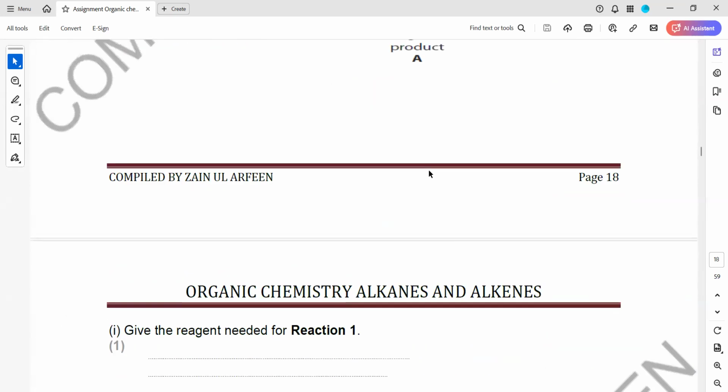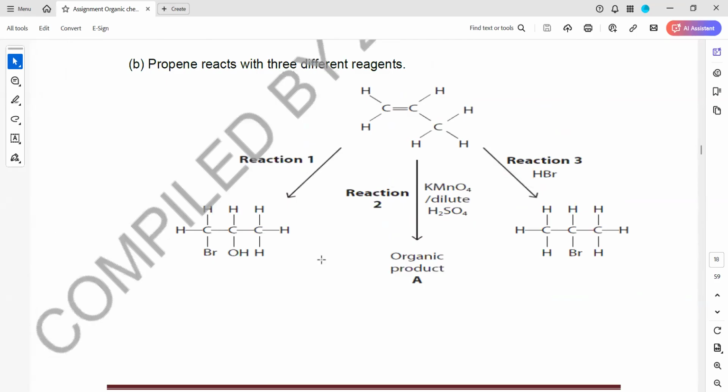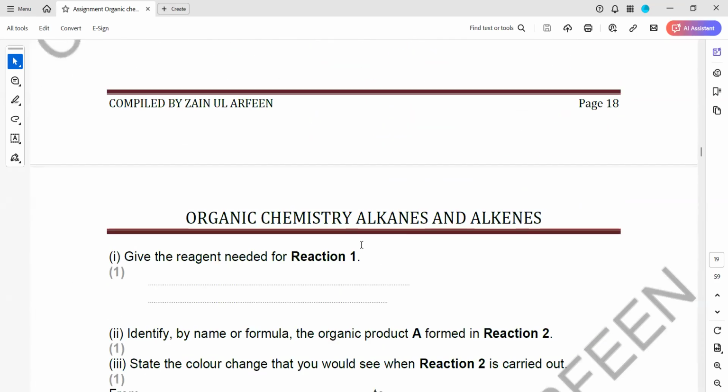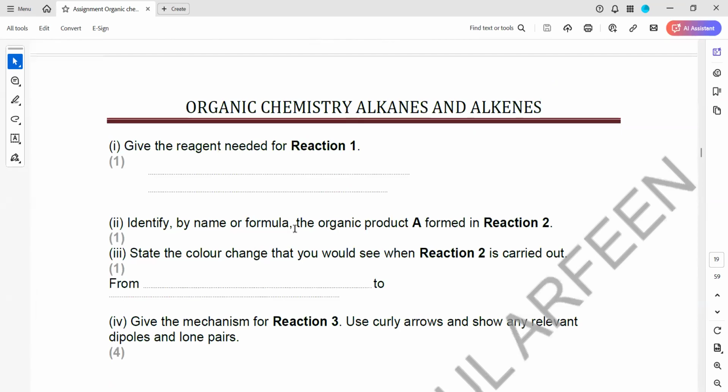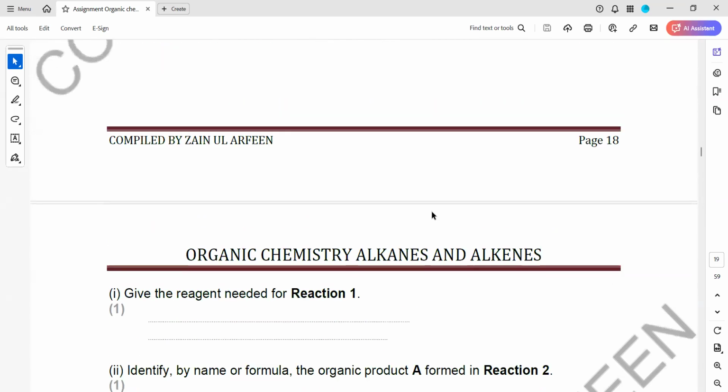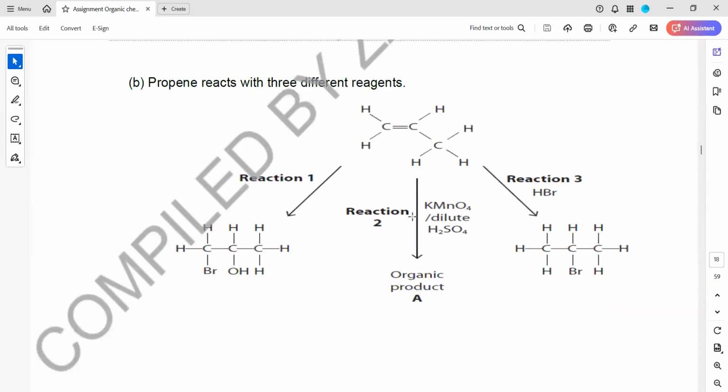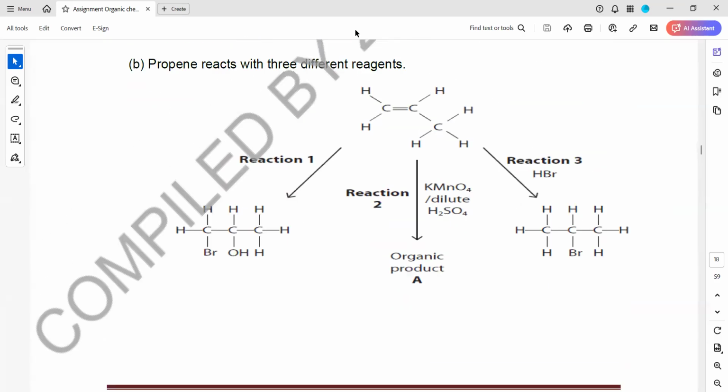Give a reagent needed for reaction 1. In reaction 1, OH and Br are added. So we need aqueous bromine. Identify by name or formula the organic product A formed in reaction 2. The organic product A, which is formed in the second reaction, will be a diol. But what diol? It will be propane-1,2-diol. The double bond will turn into a single bond and the OH will be here.